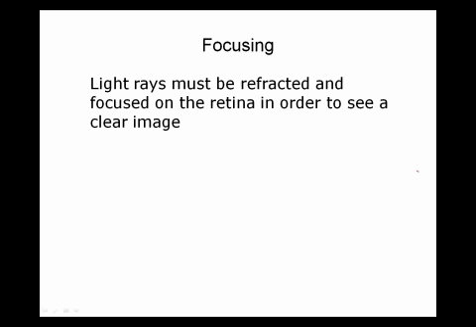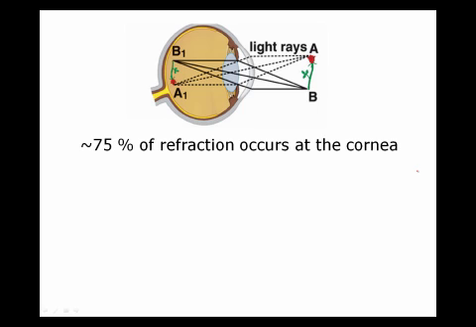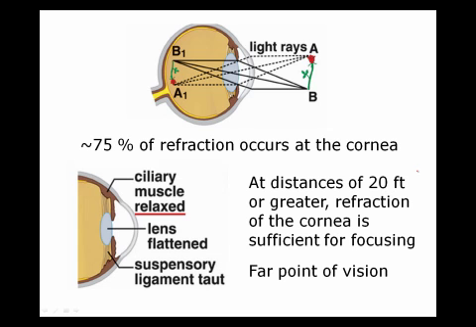In order to see clearly, to have a clear image, those light rays must be refracted or bent so that they are focused on the retina. About 75% of the refraction occurs at the cornea. Anytime a wavelength of light changes from one media to another, such as passing from air into the cornea, it's bent. And so most of the refraction occurs at the cornea.